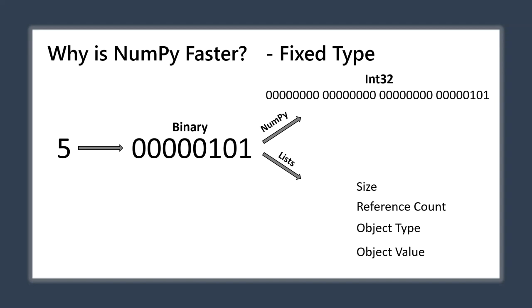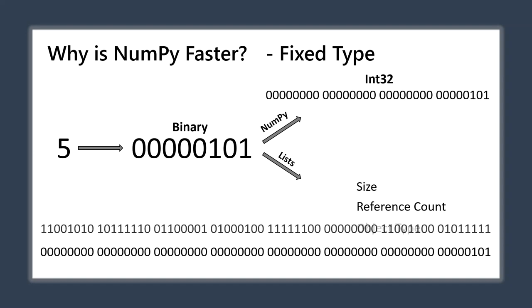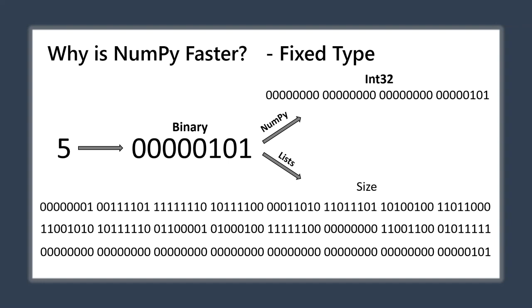And so if we break this up into the actual binary that it represents, we can take the object value, and that's represented as a long, which is 8 bytes. The object type, same deal. Reference count, same deal. And then the size, I believe, is a little bit smaller. I think it's only 4 bytes. But as you can see, that's a single integer within lists using the built-in int type. It requires a lot more space than NumPy.